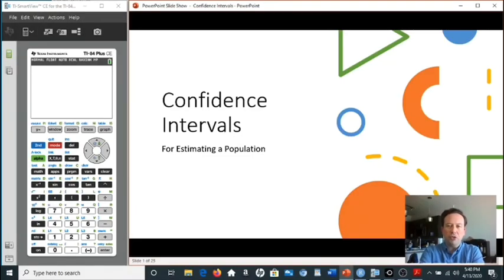Hello class, it is Tuesday, April 14th. Today we're going to be looking at confidence intervals, which is a type of measurement for population values.